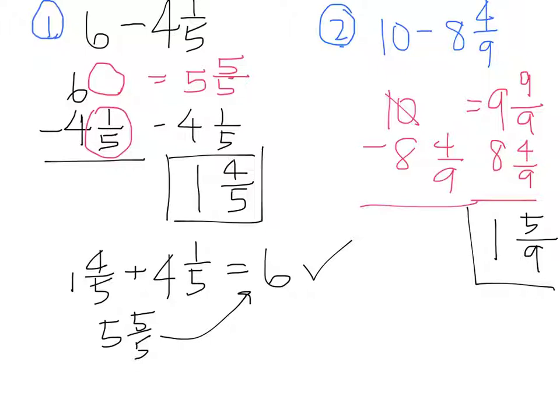We can check by adding, correct. So 5 ninths plus 4 ninths is 9 ninths. 8 plus 1 is 9. 9 9 ninths is equal to 10. So I know that my answer is correct.